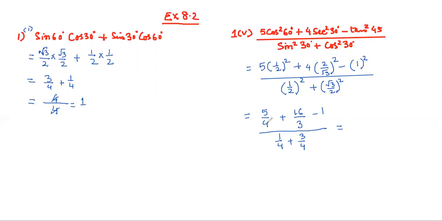Therefore, now we are left with only this thing to solve, and we will take the LCM of it. LCM of this will be 12. So it is 15 plus 64 minus 12. So this will be 67 upon 12. This is the answer. So this way, only by putting the values that you have learned correct, you will get the correct answer to all the questions of this exercise.